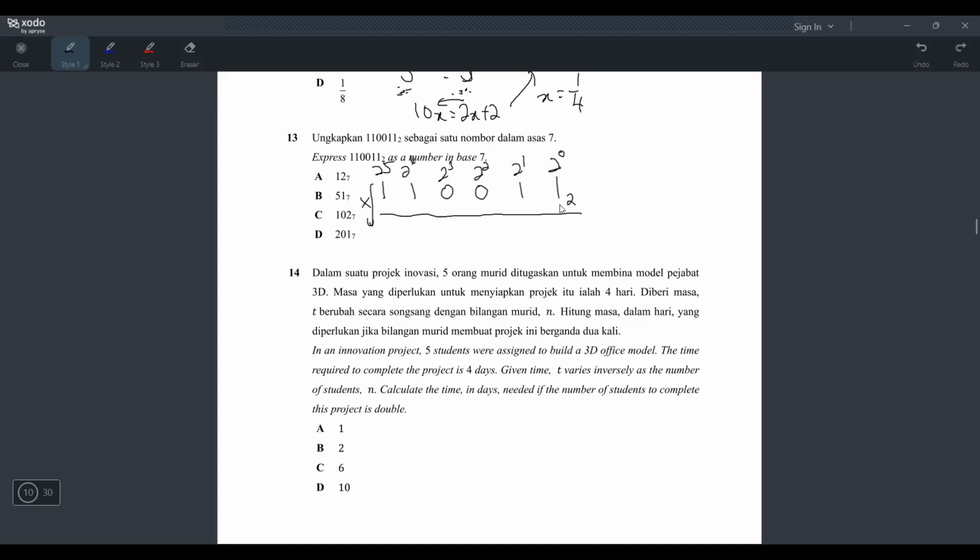Okay, what happens when you multiply all this? 2 power 5 times 1, 32. 2 power 4 times 1, 16. 2 power 3 times 0, no need to write because it's 0. This one also times 0, just ignore. 2 power 1 times 1 is 2. 2 power 0 times 1 is 1. Use your calculator, just multiply, and then add all of this. So when you add all of this, what do you get? 32 plus 19. Okay, I got 51.